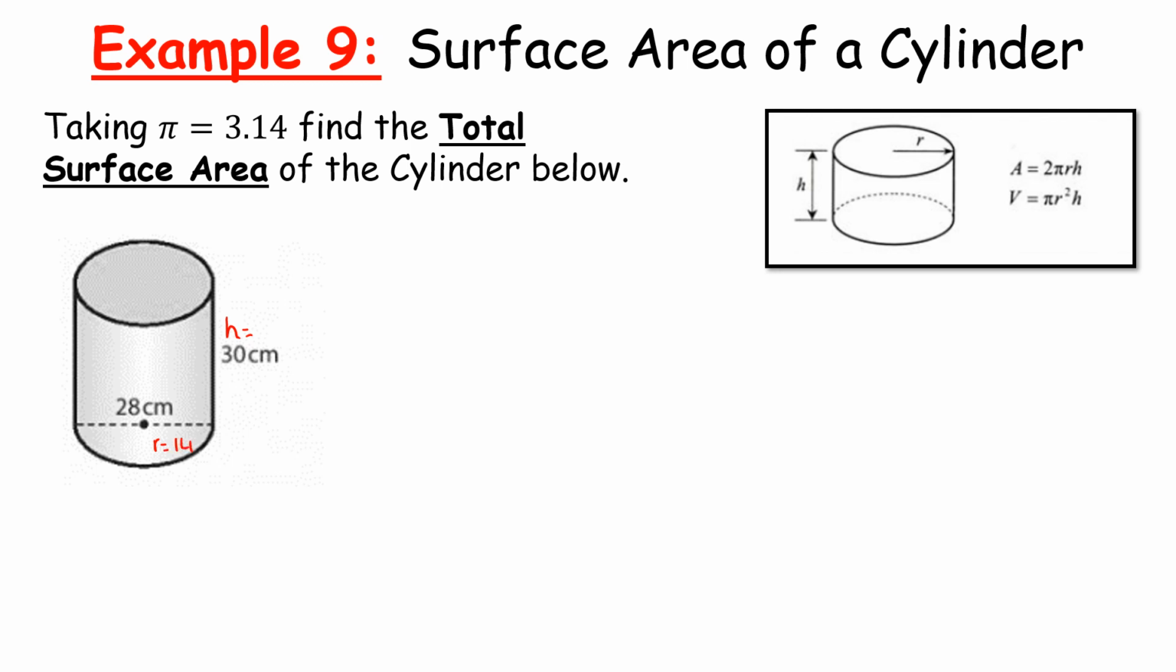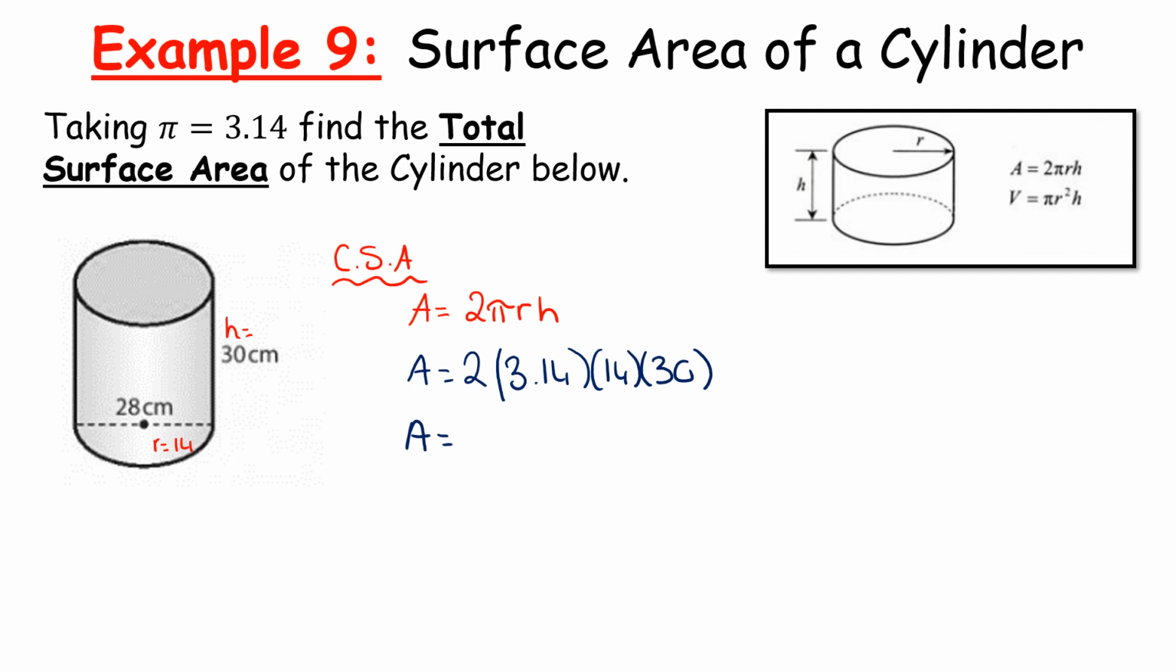So the first thing I'm going to do is get the curved surface area. Now I call this CSA for short. And that area is 2 pi r h. So 2 by, the pi is 3.14 in this question, the radius is 14, and the height is 30. They didn't say anything about rounding, which means we're going to leave our answer as is, and when we do that, we're going to get 2,637.6 centimeters, and because we're dealing with area, it's squared.